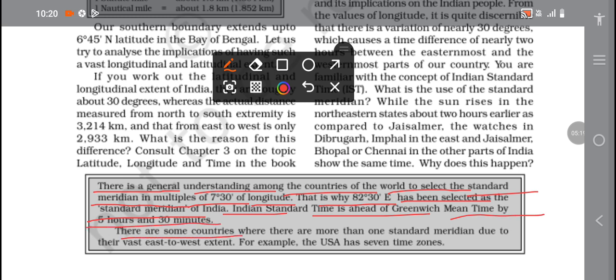There are some countries where there are more than one standard meridian due to their vast east to west extent. For example, the USA has 7 time zones.